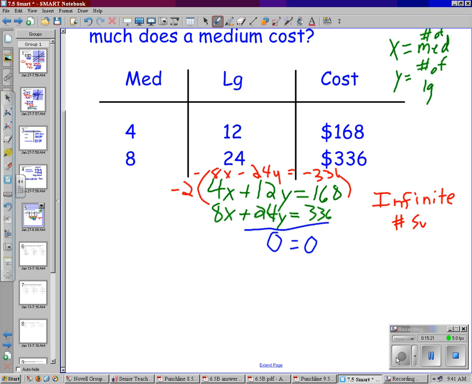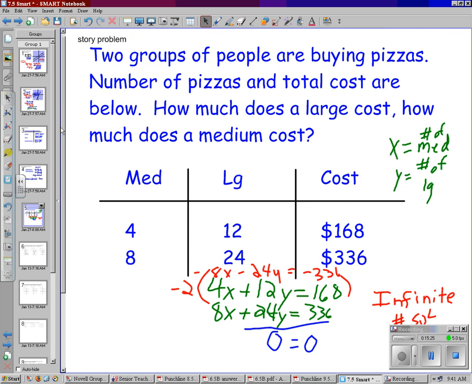Infinite number of solutions. So can I tell you how much a large costs? Can I tell you how much a small costs, or medium, whatever it is? No. There's a whole bunch of answers that are possible, but I can't give you the answer. Now, what if that had been a false statement? There would have been no solution to the problem. Those might come up on your problems today.